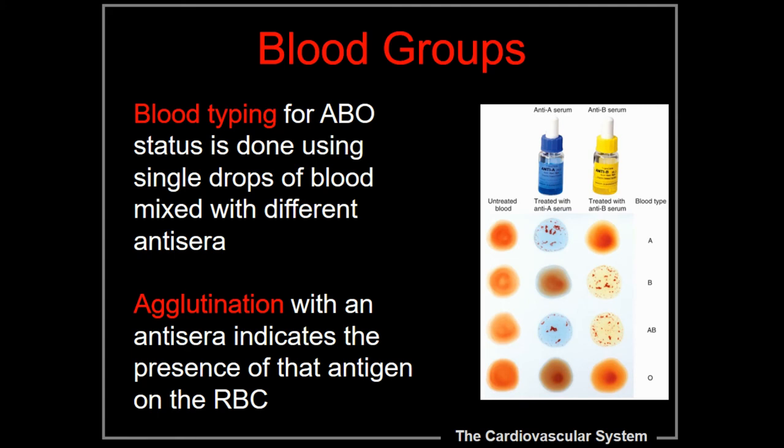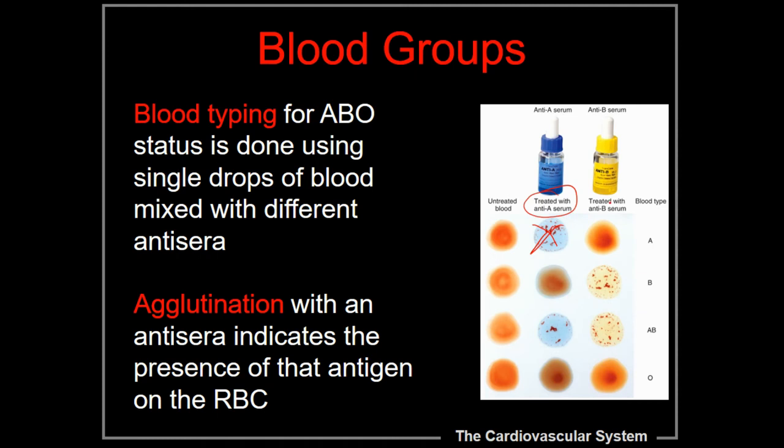So how do you figure out blood type? It's pretty simple. For the ABO status, you simply take a drop of blood and you add something called anti-serum. Agglutination with an anti-serum indicates the presence of that antigen on the RBC. So if you have a drop of blood and you treat it with the anti-A, so that would be the antibody carried by someone with B blood, and it coagulates and forms a clot like that, then that means there's a good possibility you're dealing with type A blood.